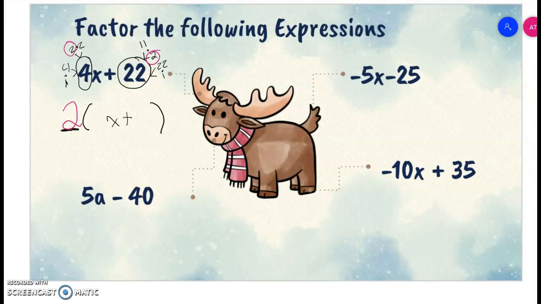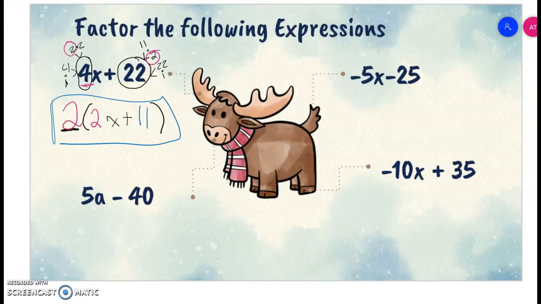So now I can look at it like this. What times 2 will give me a 4? A 2. So look at this. 2 times 2 is going to give me a 4x. Then what times 2 will give me 22? 11. So now I have factored this completely.